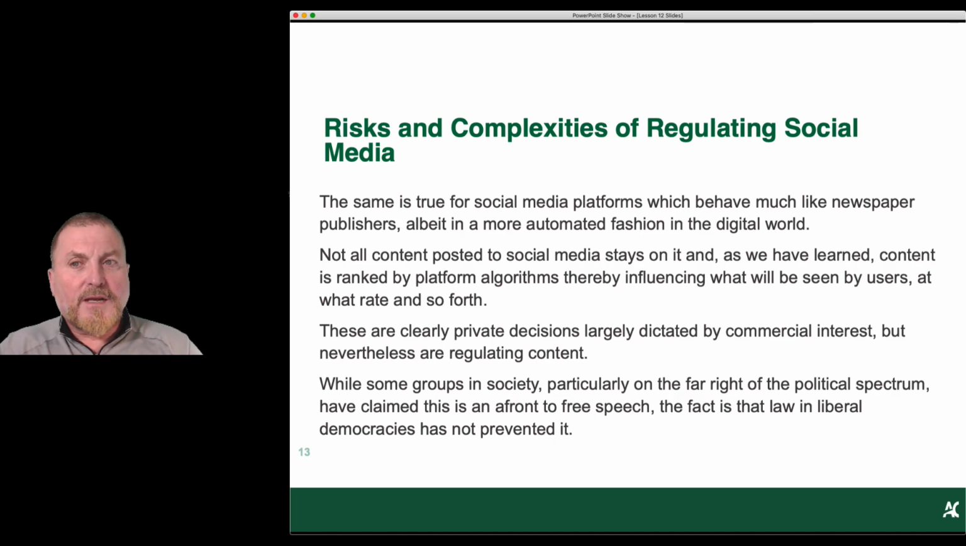While some groups in society, particularly on the far right of the political spectrum, have claimed this is an affront to free speech, the fact is that law in liberal democracies has not prevented it for decades, all right? We saw there are controls on free speech already in society, okay?